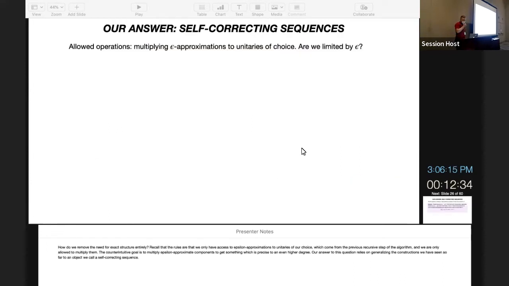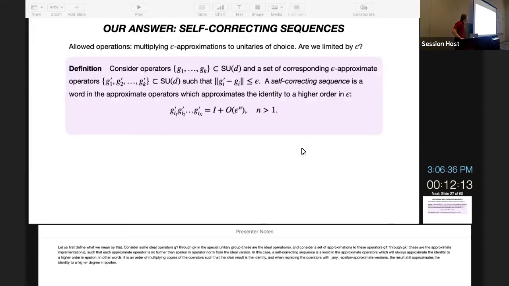Great. So how do we remove the need for exact structure entirely? The rules are that we can obtain epsilon approximations of the operators of our choice, and we can multiply them. That's about it. So can we engineer anything better than a precision of epsilon? The constructions that generalize some constructions from previous work we feel deserve a special name, and we call it self-correctness.